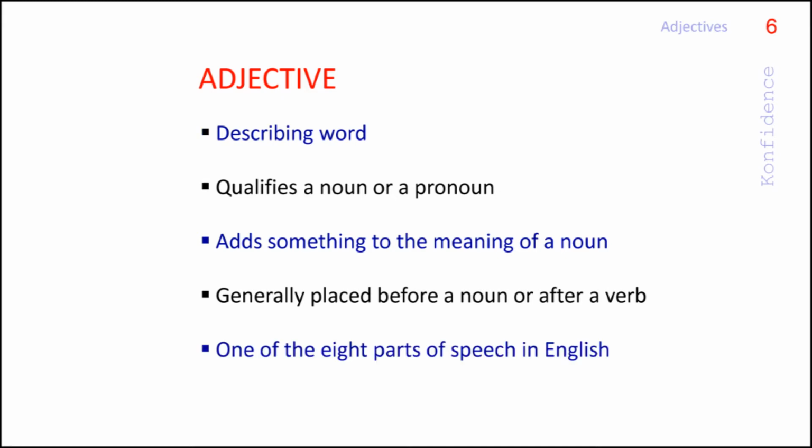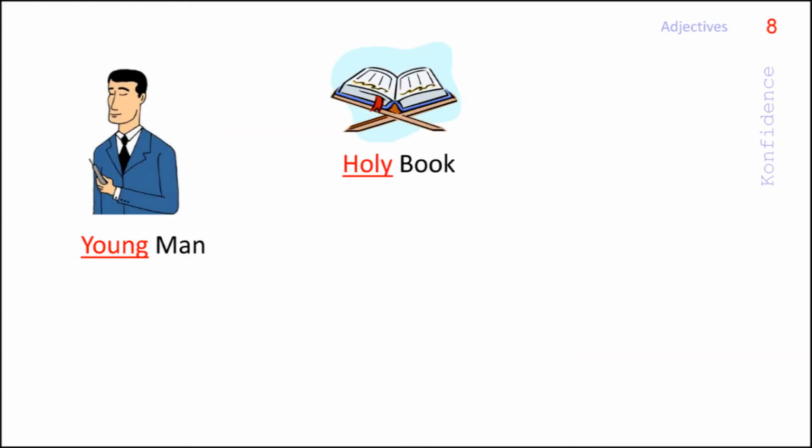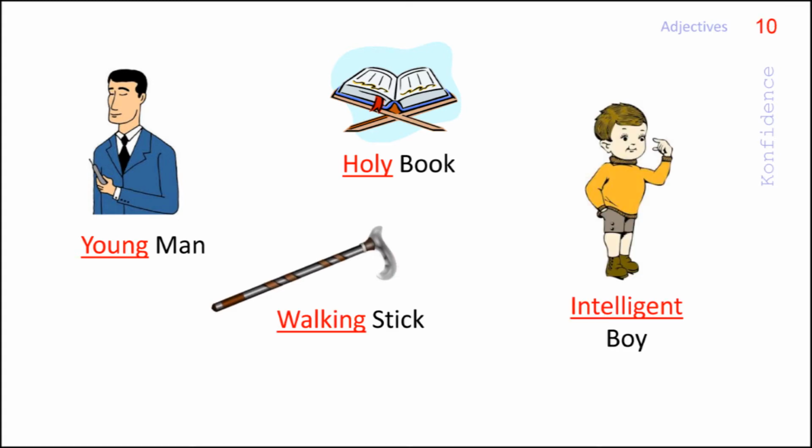Adjective is one of the 8 parts of speech in English. An adjective added to a noun tells us more about a person or thing named by the noun. Look at the examples given in the slide. Young man, holy book, walking stick, intelligent boy.